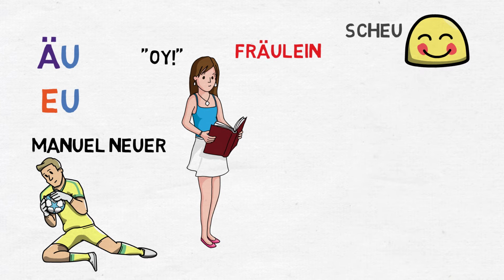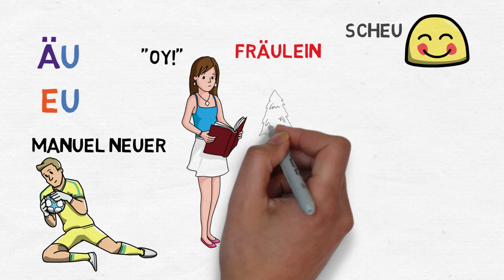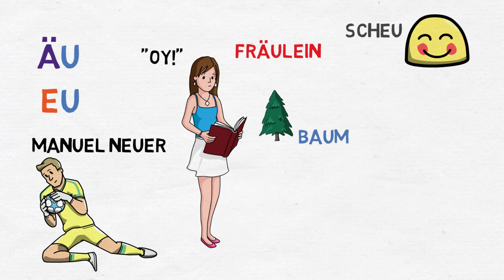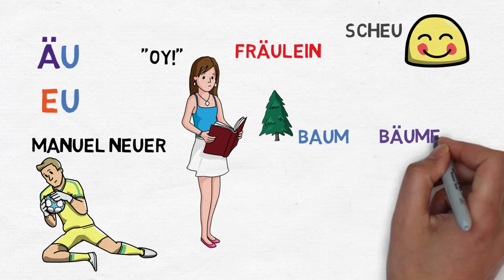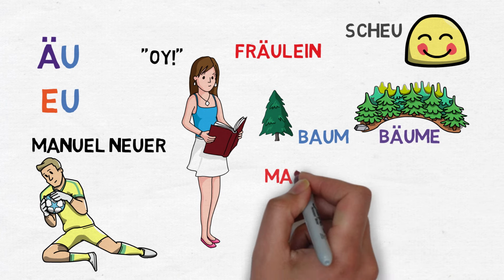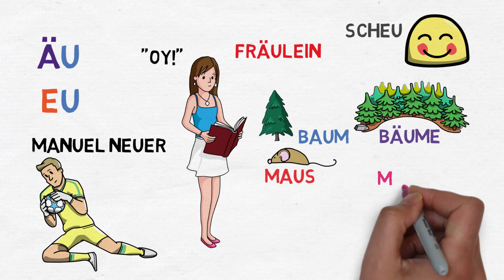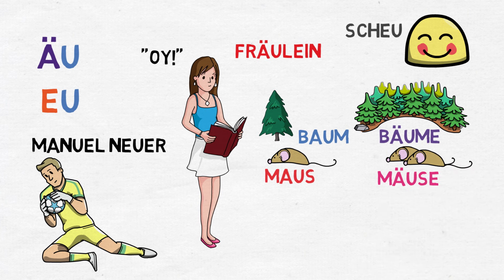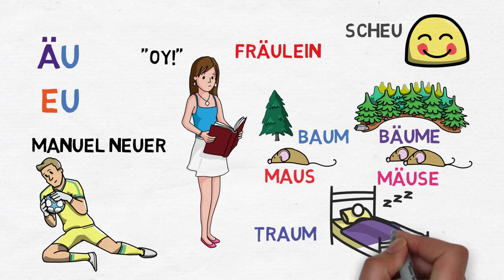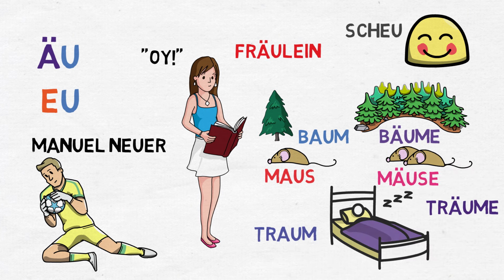Often, with nouns that have an Au, they get their plural in Oi. For example, Baum, meaning tree. Bäume, meaning trees. Maus, meaning mouse. Mäuse, meaning mice. Traum, meaning dream. Träume, meaning dreams.